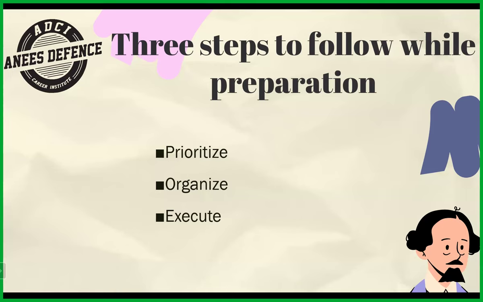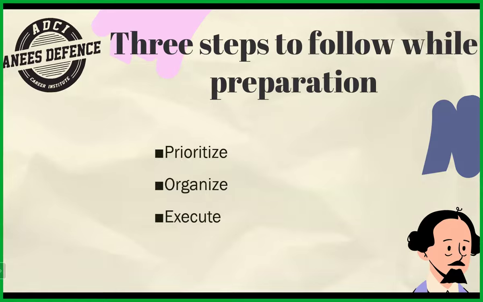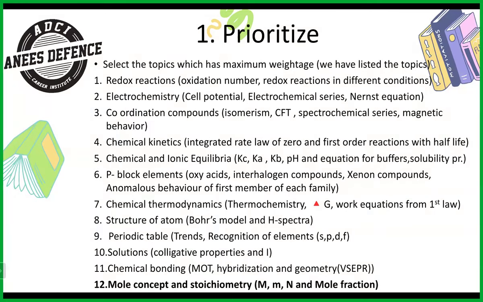The second step is organize. Now these topics have been given to us. Now how to sequentialize or study them in a proper sequence, that is to be done. And third is execute. How to execute the plans with respect to the topics given and the organization shown. So let us go to the first section, which is prioritize. The listed topics here are on the basis of their weightage or their repetition in the previous 10 years of papers, and also with respect to what kind of questions are expected from these topics.